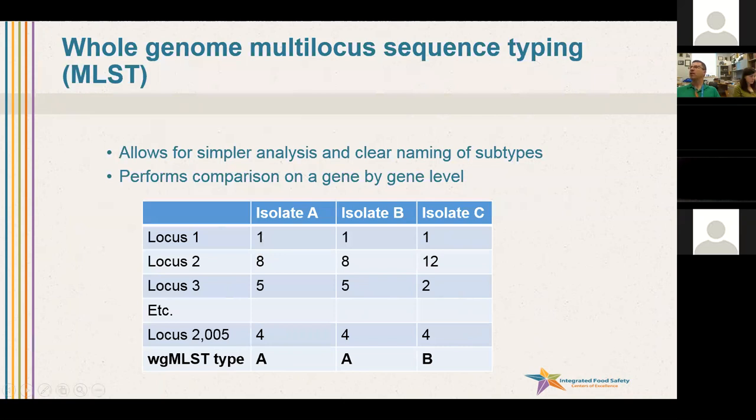We can quantify the number of differences as allele differences. So in this case, if we only had these 4 genes, C and B would differ in 2 alleles. Locus 2, locus 3, the same here and here. So here our nomenclature now becomes allelic differences, not SNP differences.